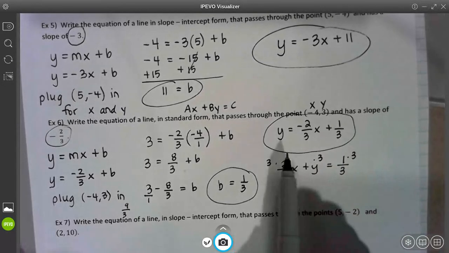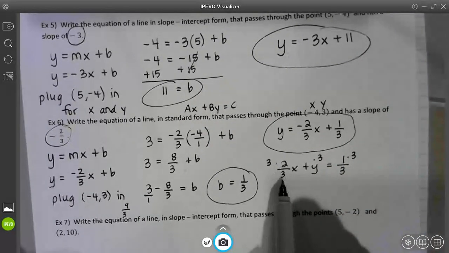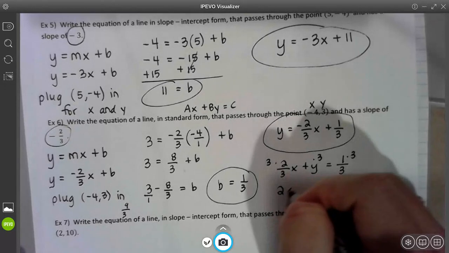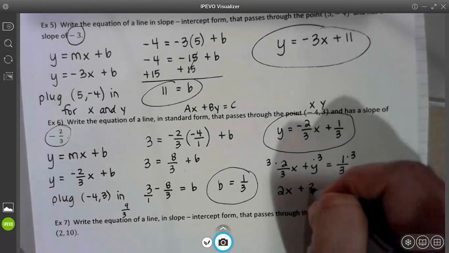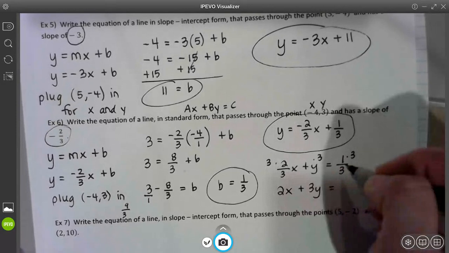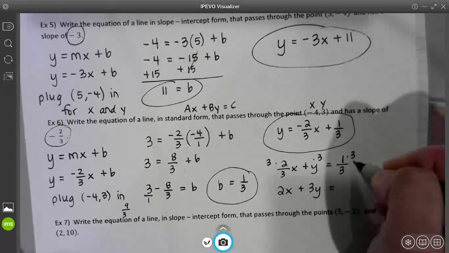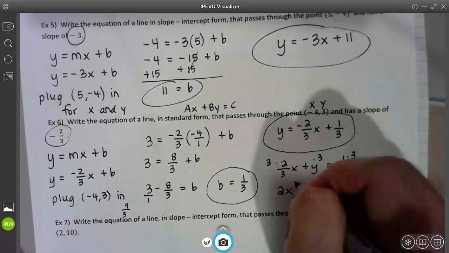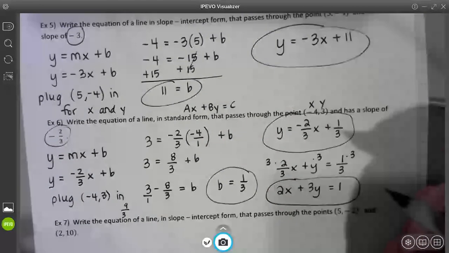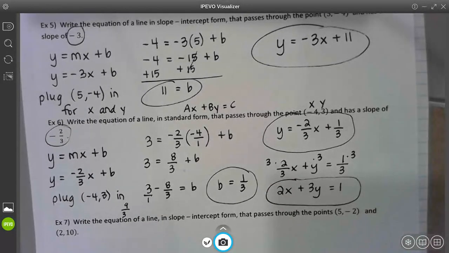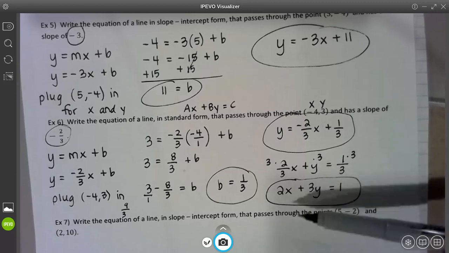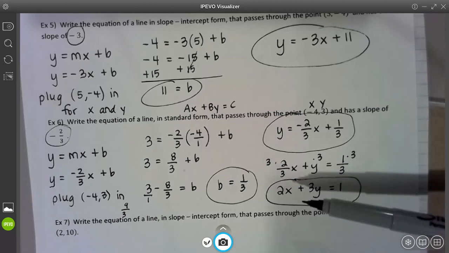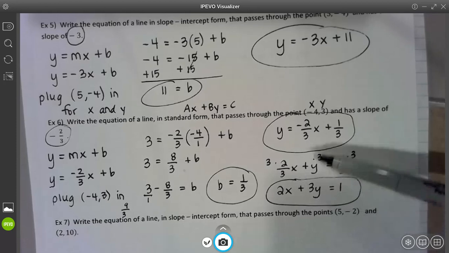All right? 3 times 2 is 6. 6 divided by 3 is 2 times X. Plus Y times 3 is 3Y equals 1 times 3 is 3 divided by 3 is 1. And now that would be the answer in standard form. These are the exact same equation in different forms. They represent the exact same line. You graph them, they're going to graph the same line. They're just in different forms.